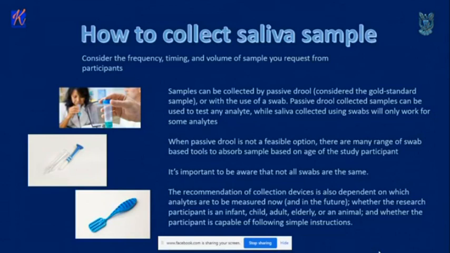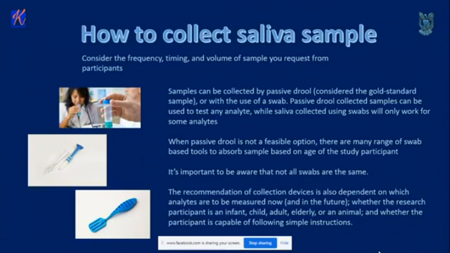So you can understand that these recommendations for collection devices depend on whether you are analyzing analytes in low components, and on the age of the research participant, which is very important: whether it is an infant, child, adult, elderly, or sometimes, if necessary, people work on animals too. It also depends on whether the participant is capable of understanding simple instructions that you give.